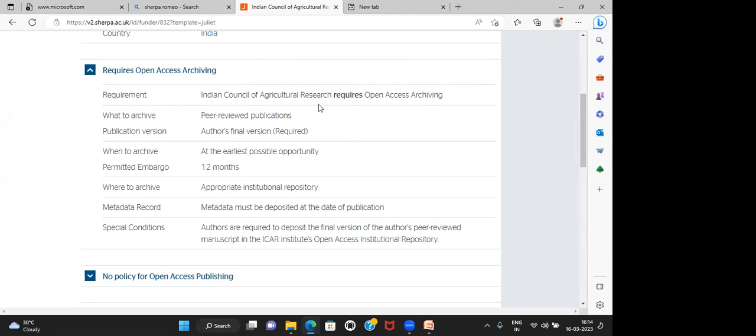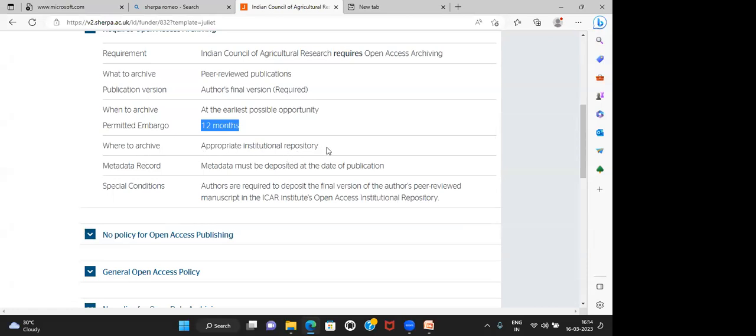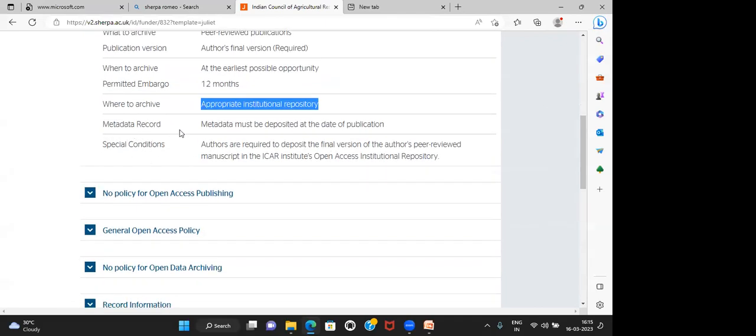And how to archive? What to archive? Peer-reviewed publications are to be archived. When to archive? At the earliest possible opportunity, and a permitted embargo of 12 months. Where to archive? In the appropriate institutional repository, and the metadata record must be deposited at the date of publication. And there are some special conditions also mentioned here. Authors are required to deposit the final version of the author's peer-reviewed manuscript in the ICAR open access institutional repository.